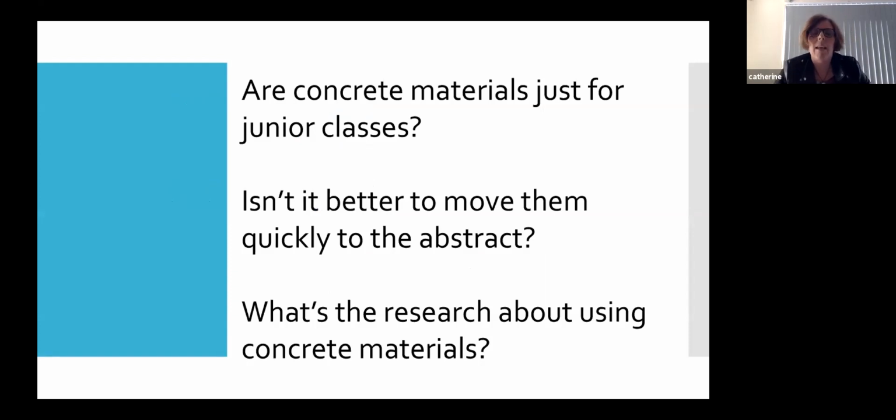So this makes me ask, what's the big deal? Are concrete materials really important? Are concrete materials just for junior classes? Isn't it better to move them quickly to the abstract? What's the research about concrete materials?